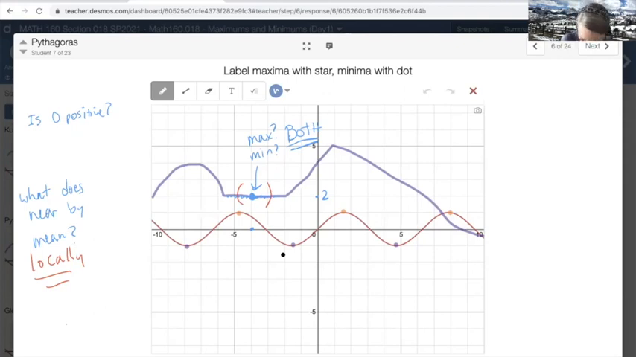So maybe you have a graph that does this. And when you zoom in on this part, it's actually flat for a good stretch. So you'd have multiple points that are maxes and mins. So yeah, it's a little weird to think about what does nearby mean.